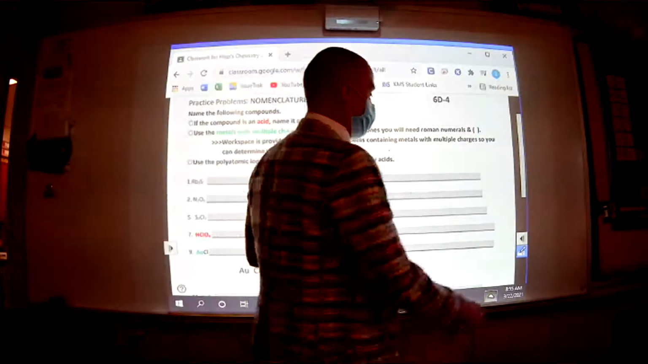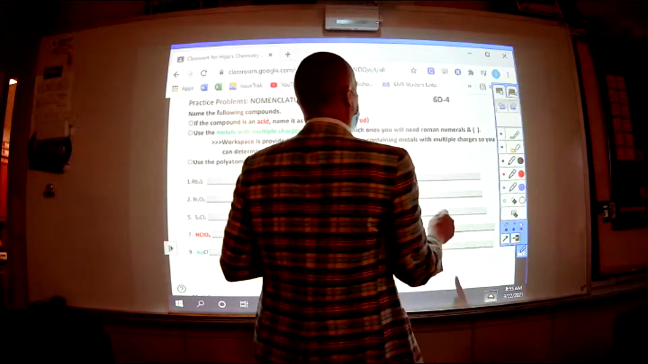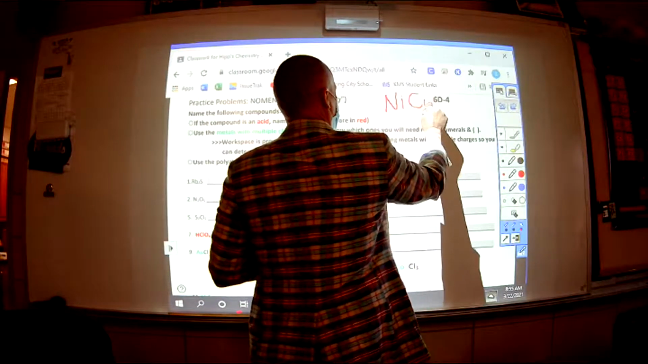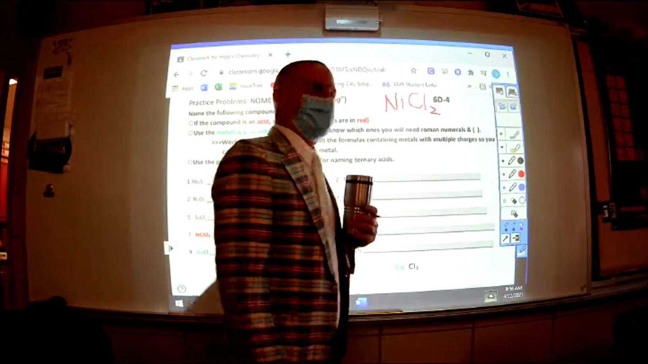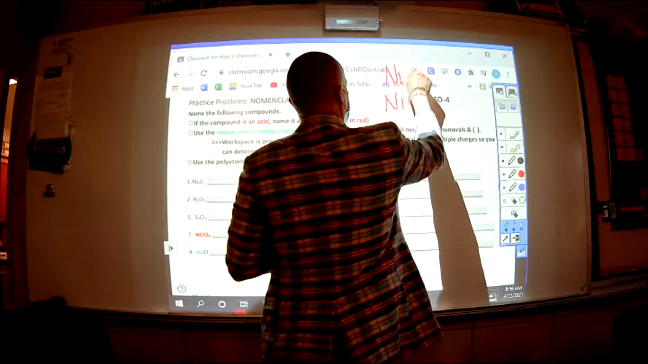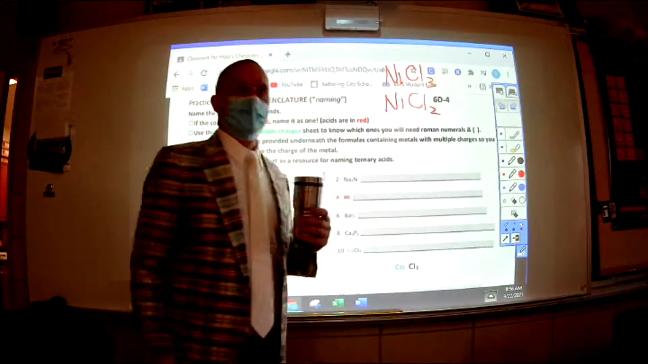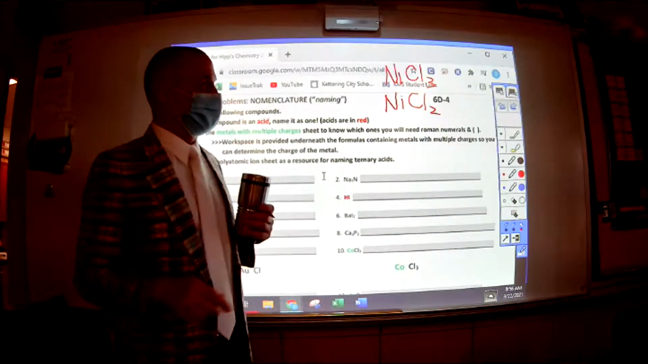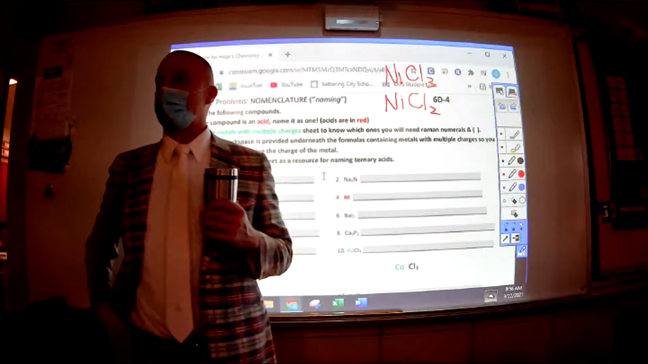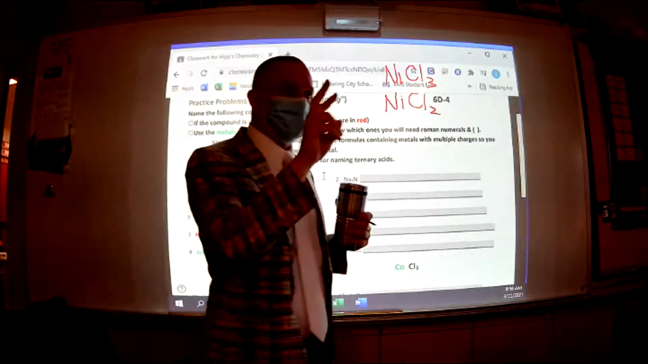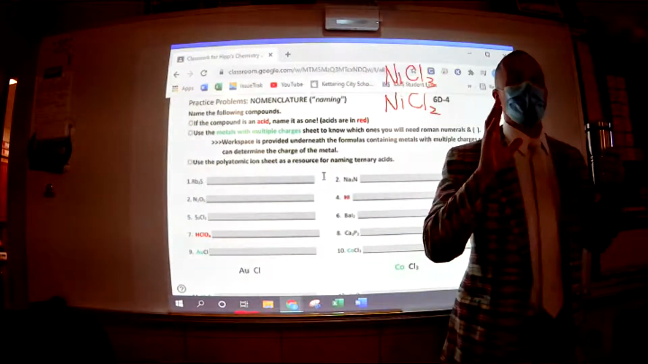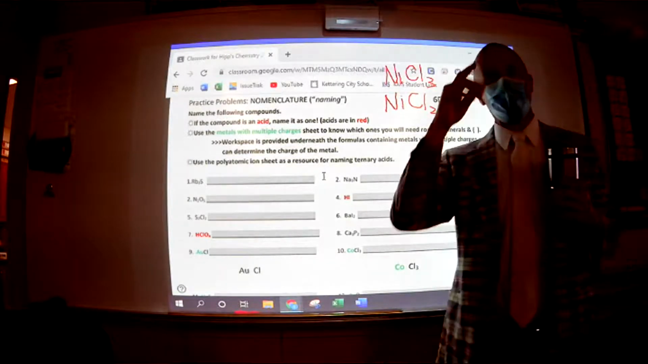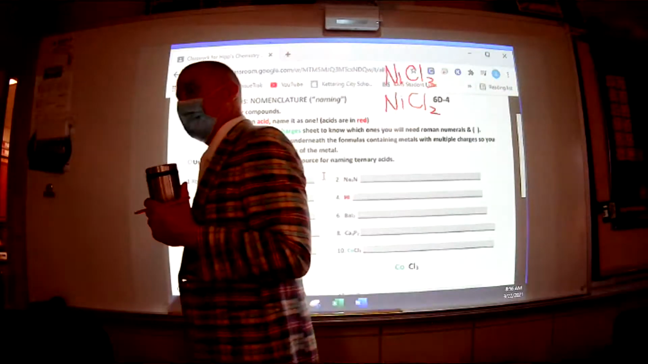For instance, there's a compound that looks like this. NiCl2. And there's another compound, NiCl3. Do they both have nickel? Nickel's Ni. Yes. Do they both have chloride ions in it? Cl. Yes. There's two different compounds with the same elements. So they have to have different names. You can't have the same name go to more than one compound. No one would know which compound you were talking about.